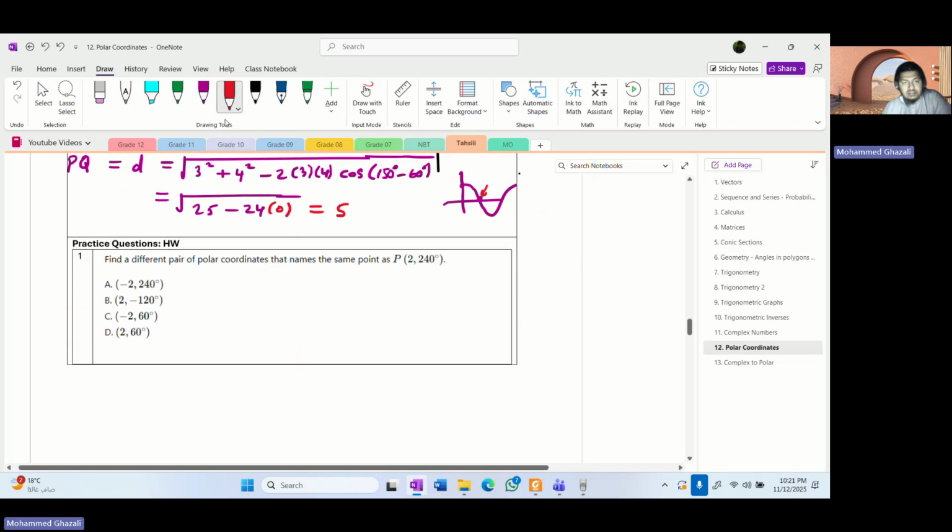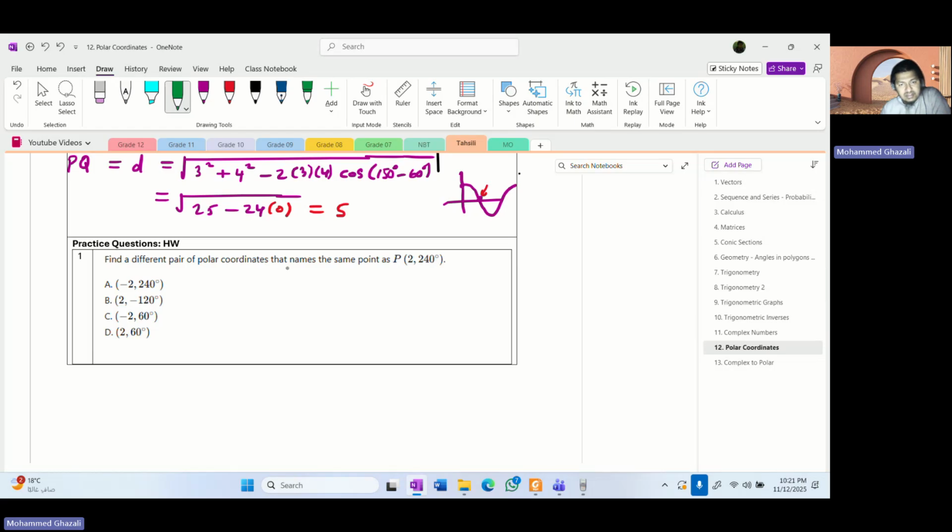Simple. Now let's have a look at some practice questions. Find a different pair of polar coordinates that names the same point P, which is 2 and 240. So we're going to draw this point here, 2 and 240. Remember, 240 is closer to 270 line. All right, so there's your line. This is your polar axis. 240 is somewhere around here. And that's the angle, right? So this is 2 and 240.